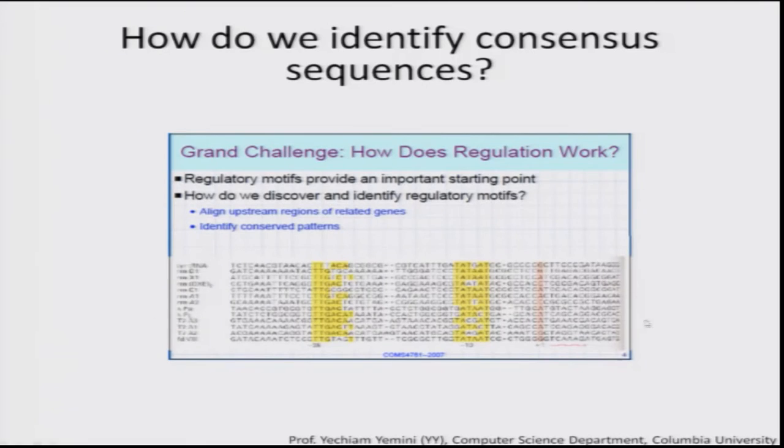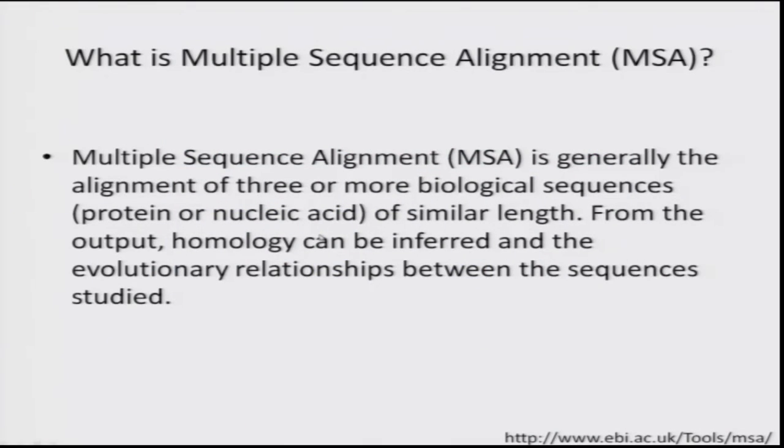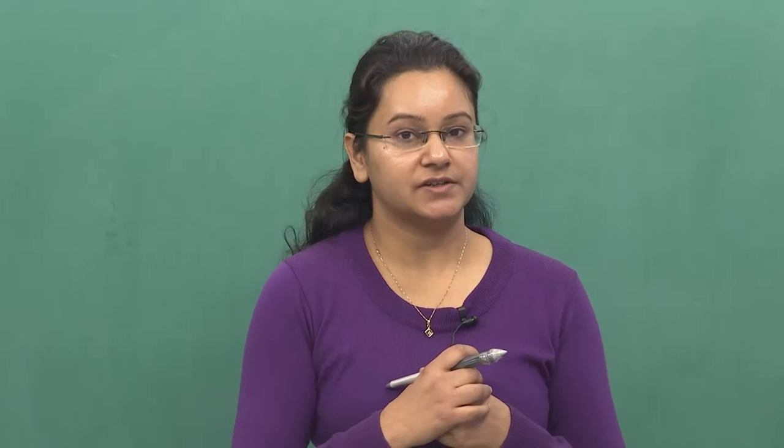This is an example diagram which shows different DNA sequences which are matched, and the yellow color shows you the conserved regions across these different sequences. Like I told you, regulatory motifs or these conserved sequences provide important starting points. These were discovered by aligning the upstream regions of related genes before the transcription start site, and this is how the conserved regions were identified. Tools such as multiple sequence alignment were thus developed on these lines to find such conserved regions.